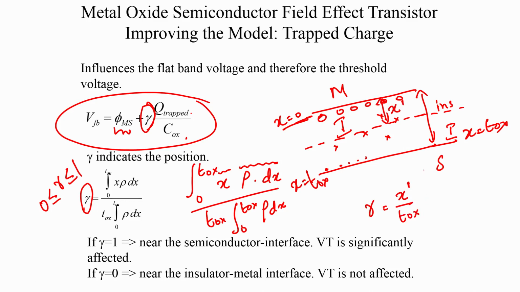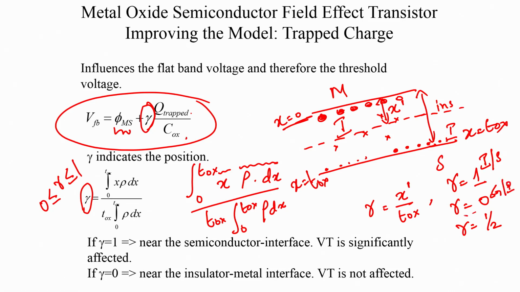Which means that if most of the charges are located near the insulator semiconductor interface, gamma takes a value of 1, and if the charges are located near the gate insulator interface, gamma takes a value of 0, and if the charges are located right in the middle, gamma takes a value of half. This end is near the insulator semiconductor interface, and that end is near the gate insulator interface.